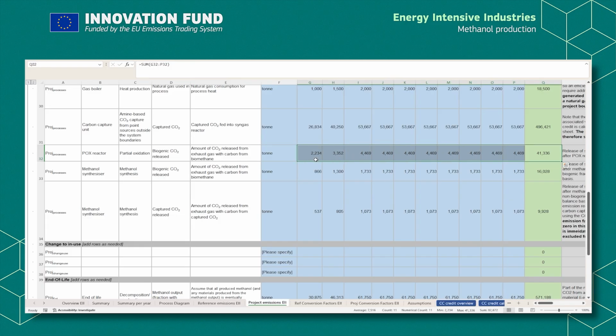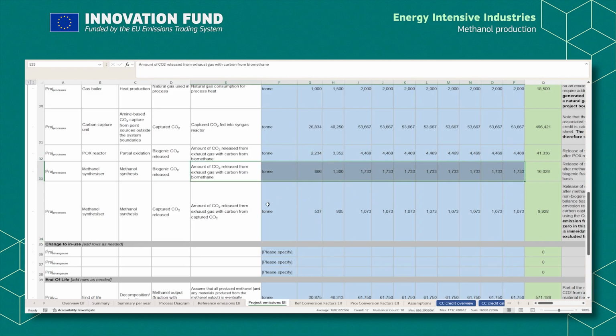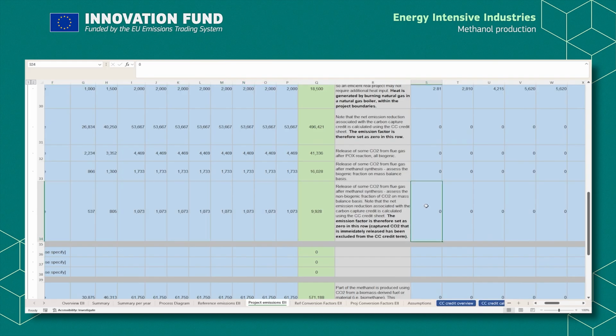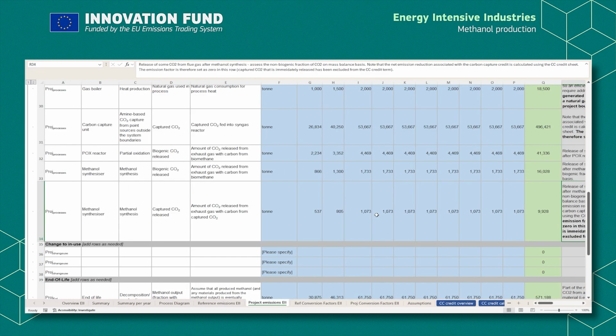For the methanol synthesis unit, I have split the vented emissions across two lines to show the difference between CO2 from the biogenic carbon, originally from the biomethane, and CO2 from the fossil carbon supplied from the capture unit. Notice that even though the emission in row 34 is fossil carbon, it's been assigned an emission factor of 0 in this part of the workbook. That's because this loss of vented CO2 is going to be assessed using the carbon capture credit tabs. Including it as an emission term here would lead to double counting.